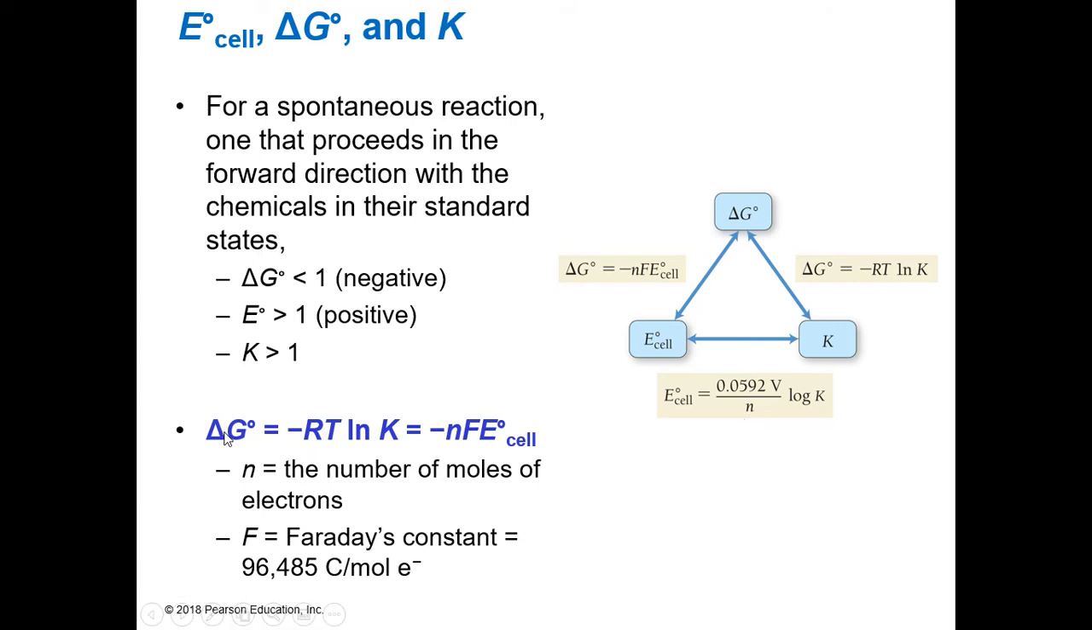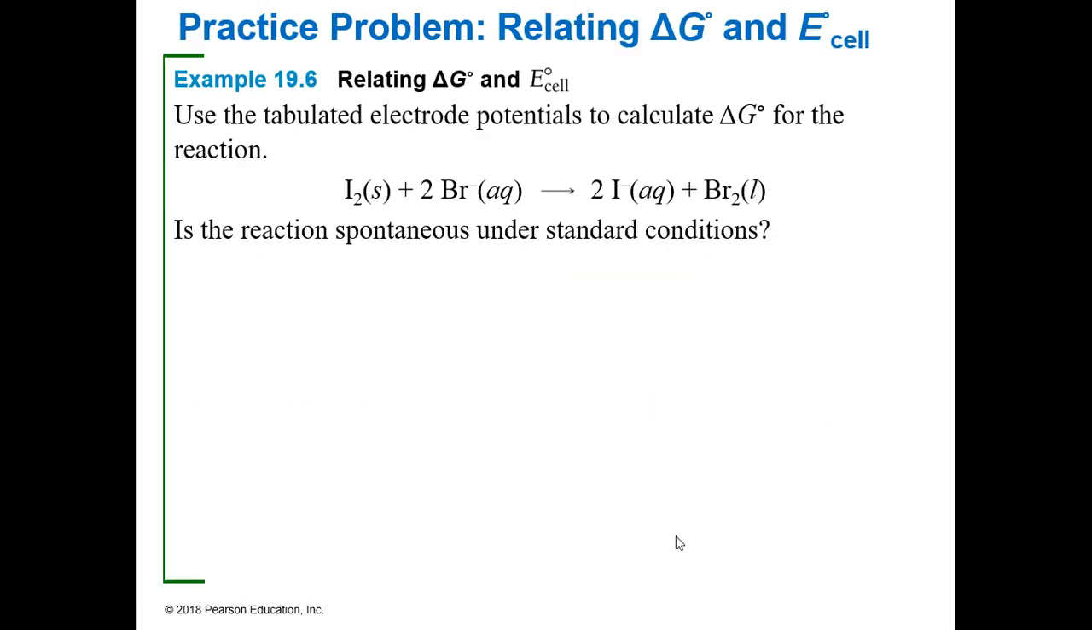So our delta G equation, we had negative RT ln of K last chapter, but now we're adding a new one. So now we have negative NF E naught of our cell. So N is the number of moles of electrons that we have, right? Each reaction has some number of electrons. And F is Faraday's constant. So Faraday's constant is down here, 96,485 coulombs per mole of electrons. And we can solve delta G. So use the tabulated electrode potentials to solve delta G.